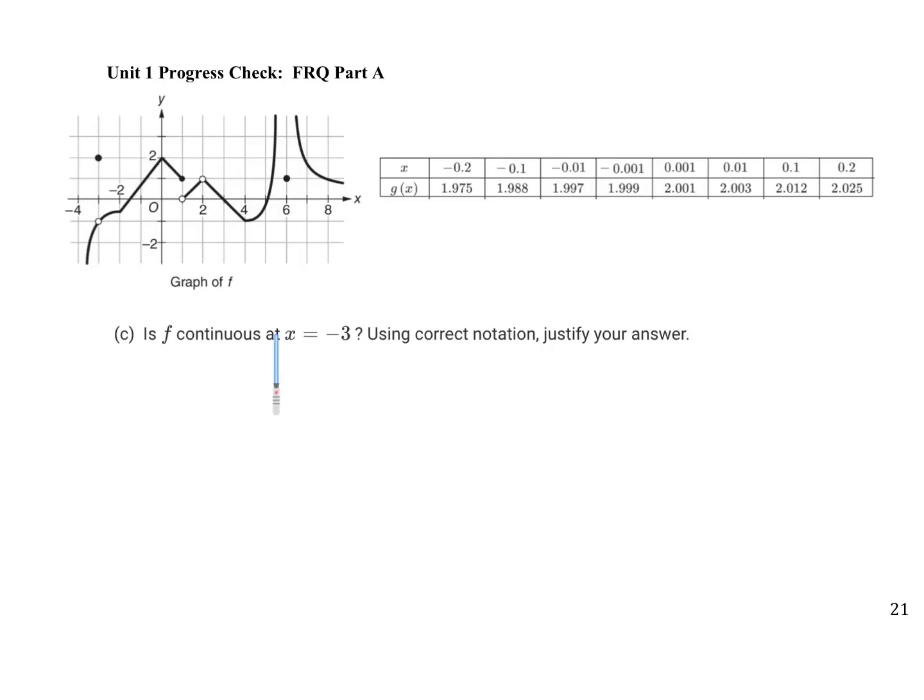This last one said, hey, my function is continuous at x is negative 3. Use correct notation to justify. Yay or nay, continuous at negative 3. What kind of discontinuity do we have? We got a hole, right? So we're going to say f is discontinuous at x is negative 3. And we got to say because why?